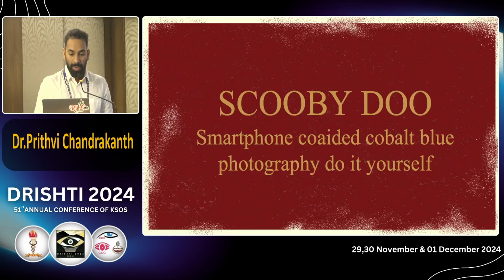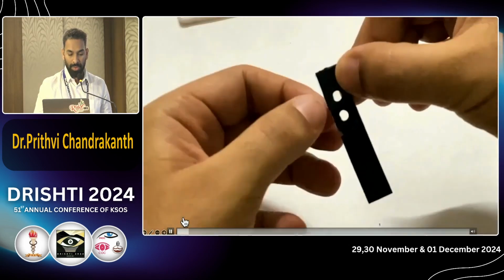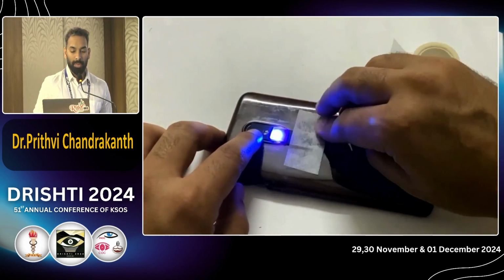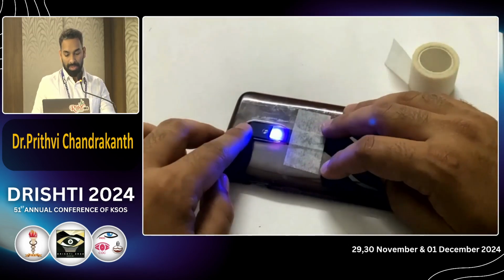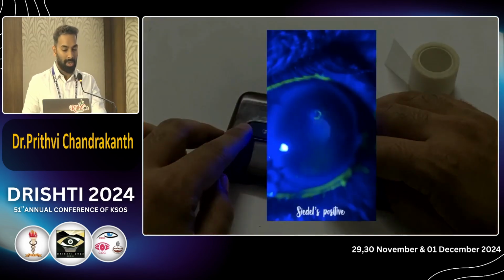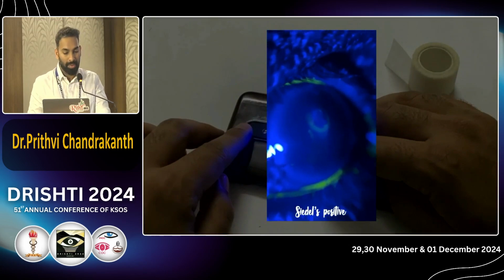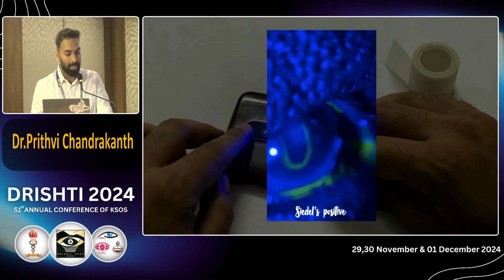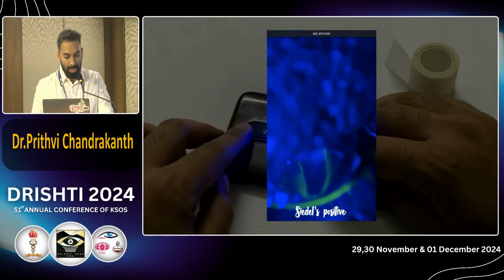Then we come to Scoopy Doo, smartphone cobalt blue photography, do-it-yourself. This is also a modification of the ASPE where we have added a cobalt blue filter. Because that is done, it is very easy to take blue photography also. This is a video taken of Seidel's positive without a slit lamp, just with the smartphone and the Scoopy Doo.